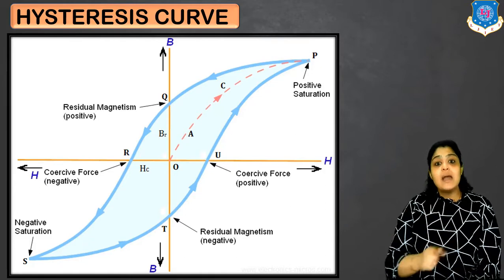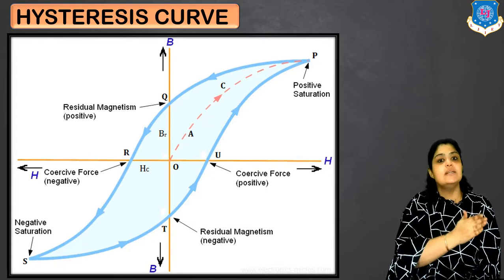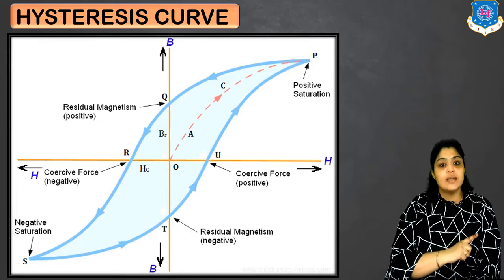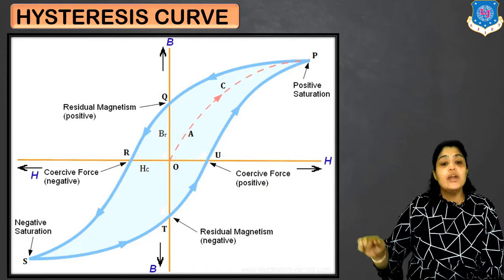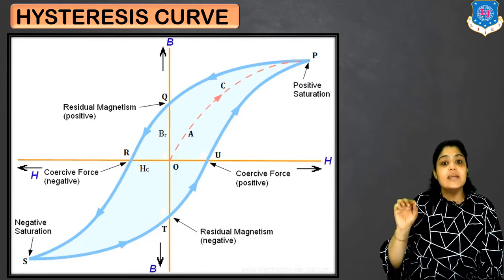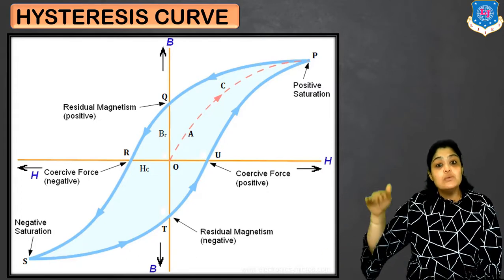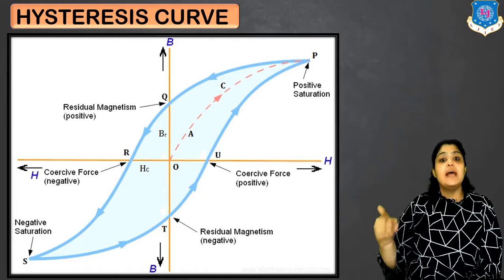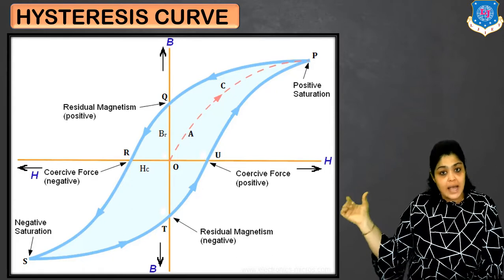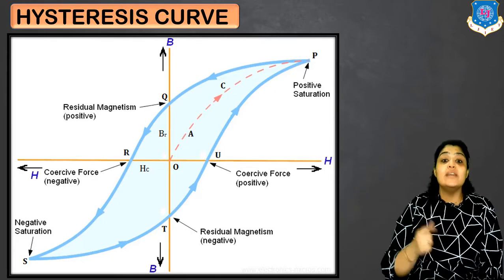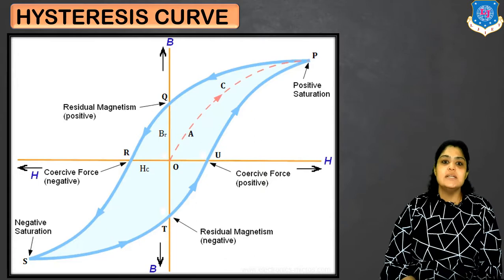Now, if I want to demagnetize the material, what will I do? I will have to apply the magnetic field in the opposite direction, that is along the negative X. If I apply the magnetic field in the reverse direction, at point R you can see that the magnetic induction B has become 0. But to bring B down to 0, we had to apply H in the reverse direction. This value of H, which is OR as per the diagram, is known as the coercive field, which is required to demagnetize the material in the opposite direction.